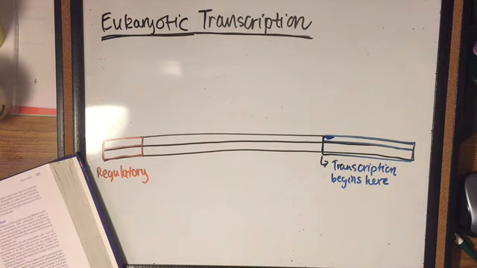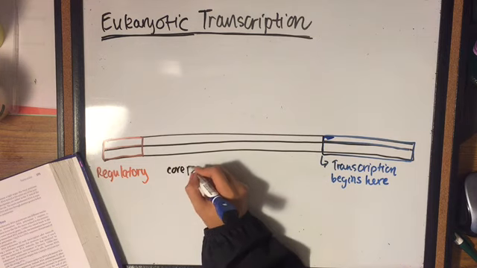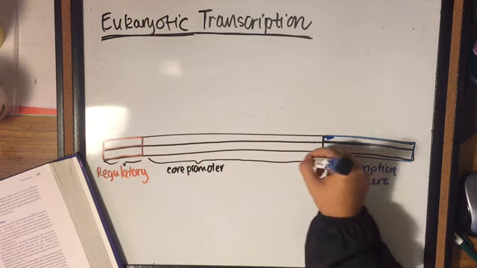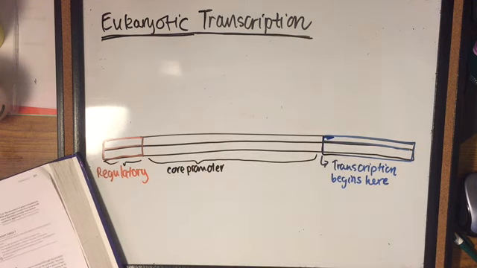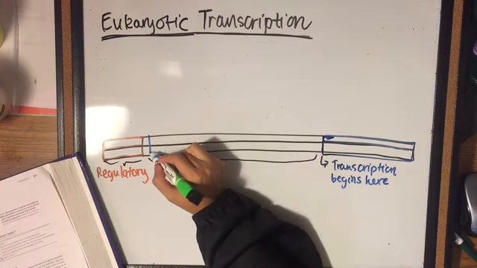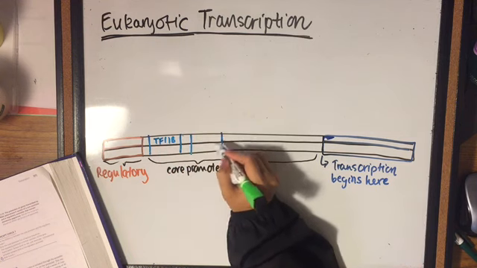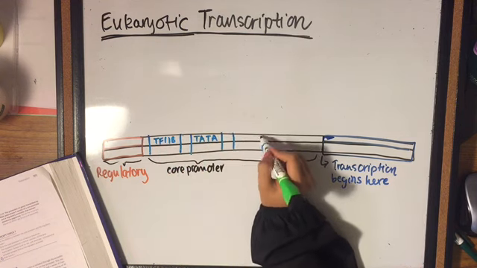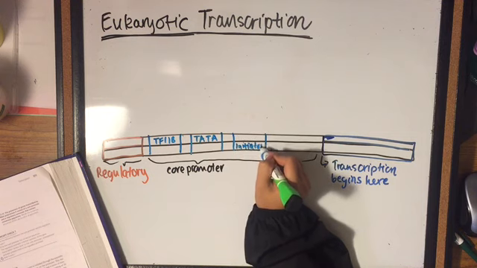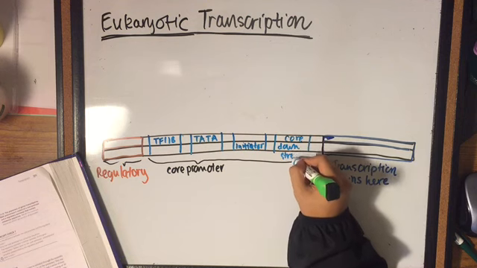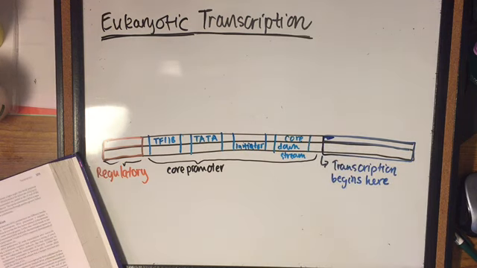The core promoter is downstream from the regulatory promoter, and it has some sites that encode certain sequences, but the most important one is the TATA box, where the polymerase can bind. The regulatory promoter is basically just responsible for the rate of transcription. It's basically where the activator protein binds, as well as the enhancer.